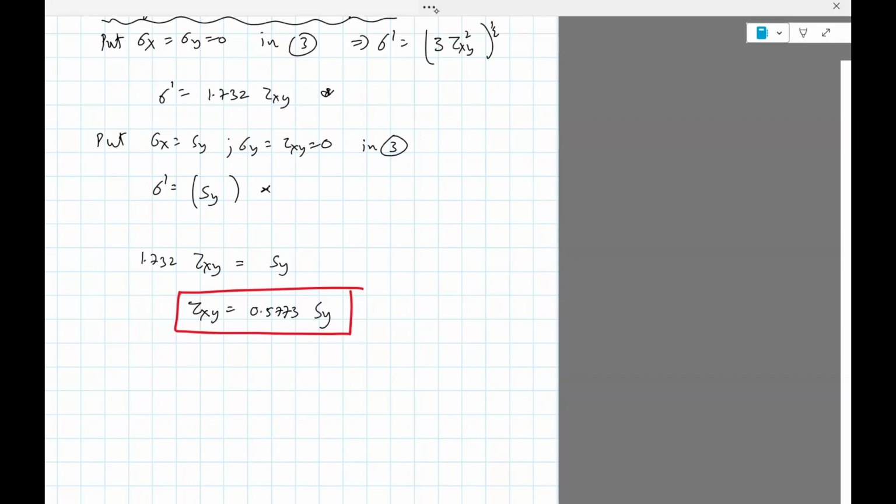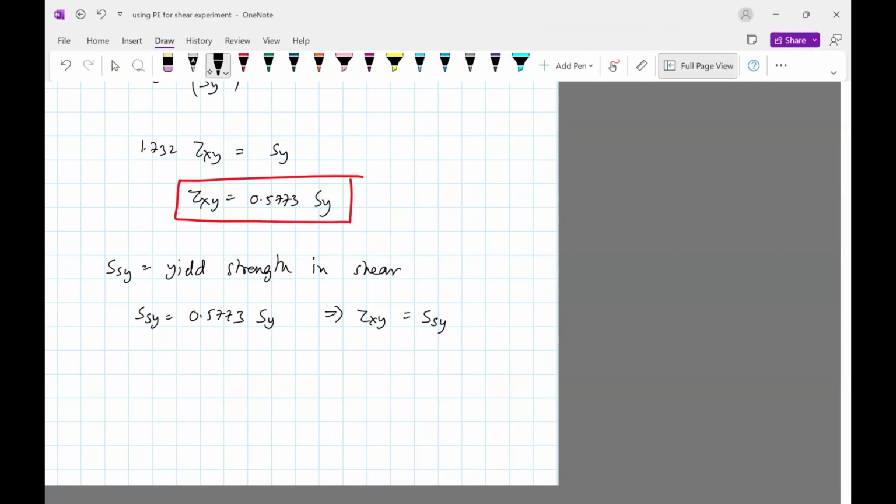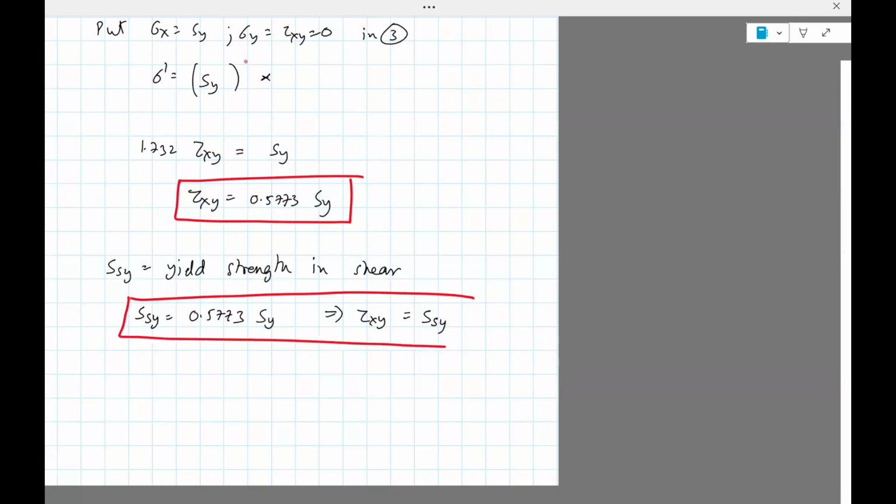Okay, so another way of interpreting this is if SSY is yield strength in shear, then SSY is 0.5773 SY, and so then tau XY equals SSY. It's just another way of interpreting the same thing. If you defined a new yield strength in terms of shear, that would be 0.5773 SY, and then you can just say tau XY is shear strength SSY.